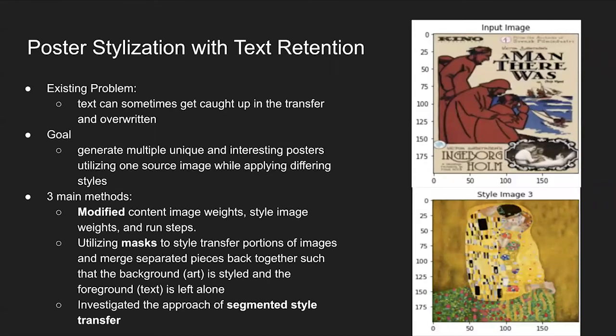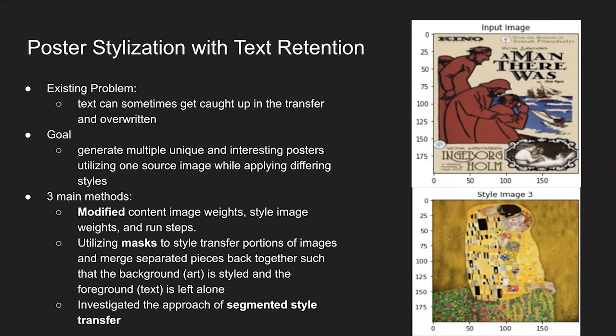In the next slide, we see that the main issue with our existing models is that text can sometimes get lost in the style transfer. So our goal was to generate multiple unique, interesting posters utilizing one source image while applying different styles in a way that still retains the text and identifying features of the original poster. Our three main methods in doing so were modifying the weights of the style and content image while also modifying the number of steps run.